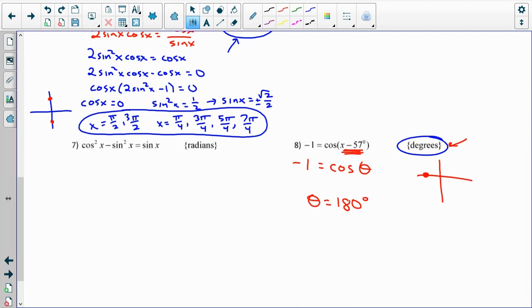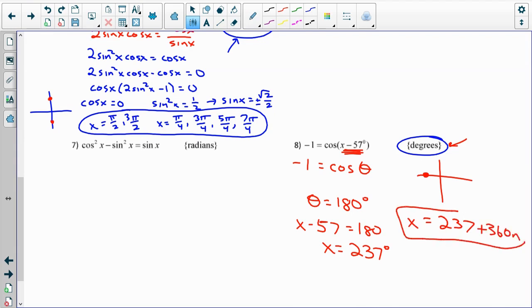Well, in this problem, it's saying x minus 57 equals 180. So my x value is actually 237 degrees. Because if I put in 237 minus 57, then I end up getting 180. So what I have to do for this is I would say x equals 237 plus 360n, because I can keep adding or subtracting 360 from 237 and plug it in for x, and then I would get the right answer. So this would be true if I were dealing with any possible degree value.